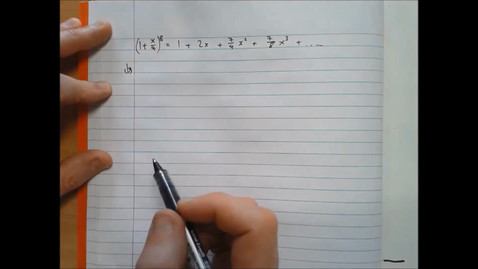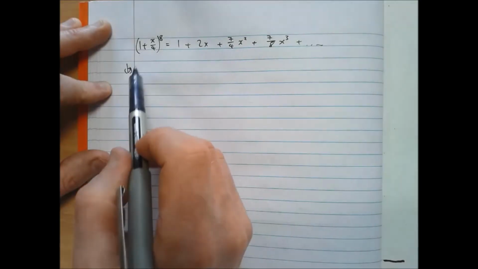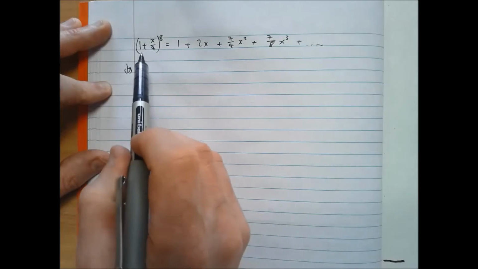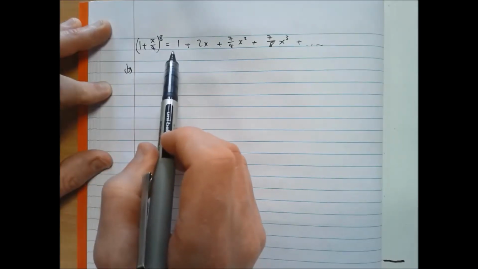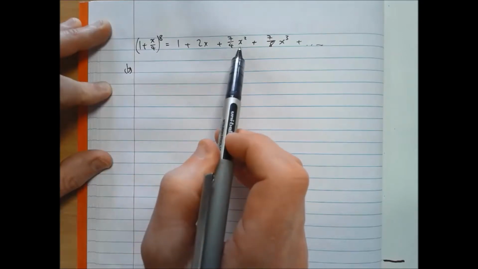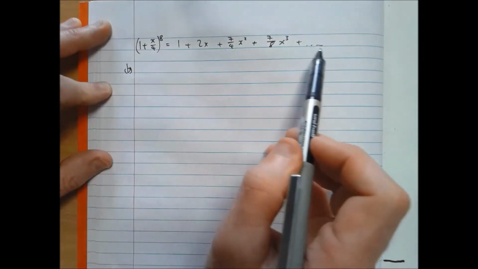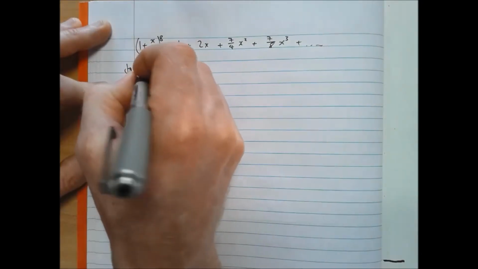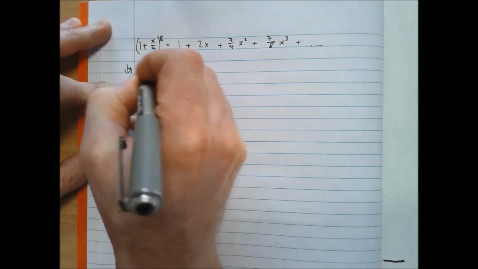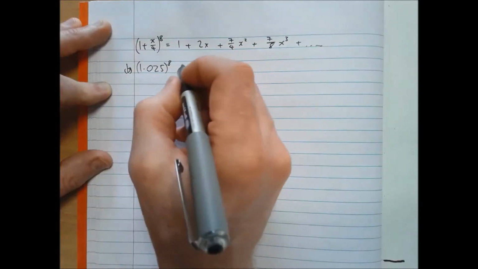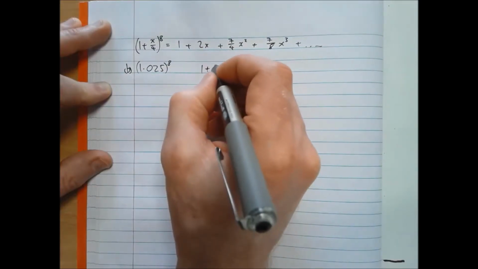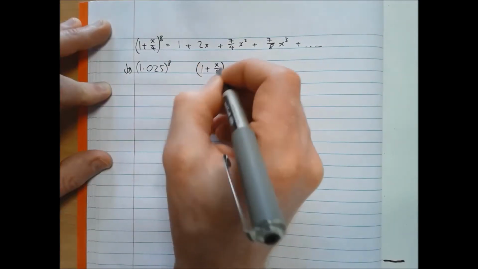Okay, on to part B. Now above where I'm going to write the question to part B, I've got the answer to part A, which is (1 + x/4)^8 equals 1 plus 2x plus 7/4 x squared plus 7/8 x cubed plus ... Now in part B we're asked to estimate the value of 1.025 to the power of 8 using our expansion for (1 + x/4)^8.